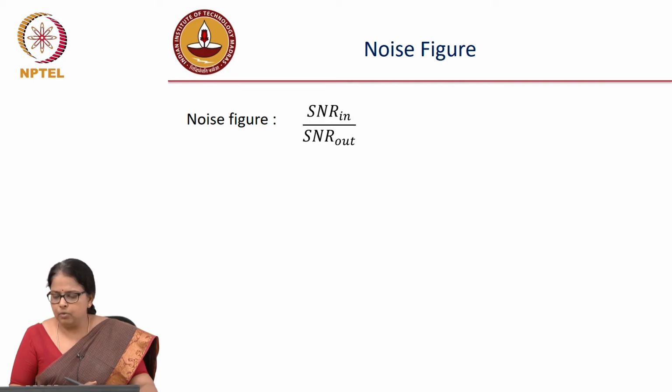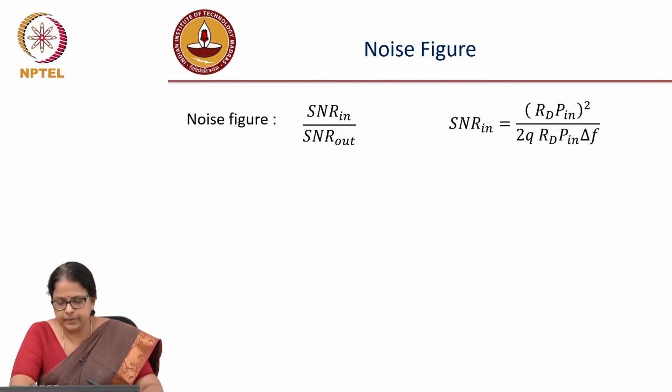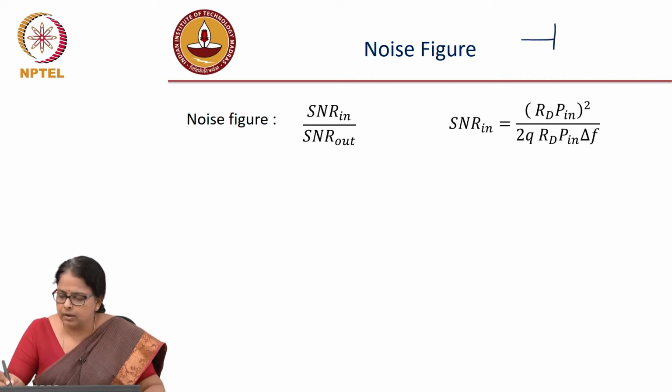So now we move on to calculating the noise figure of the EDFA. The noise figure of the EDFA, the noise figure of any amplifier, is a ratio of the input SNR to the output SNR. The question is, how do I calculate the input and output SNR? Let us just draw the schematic of this.